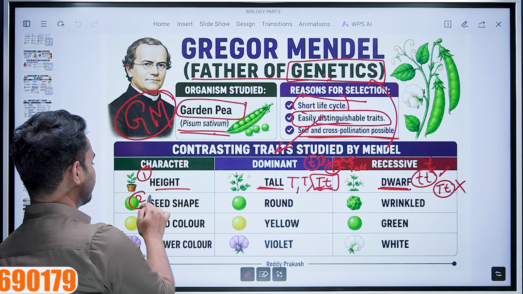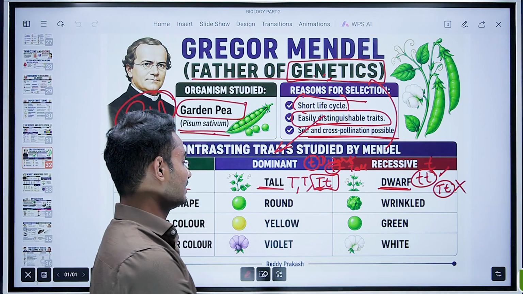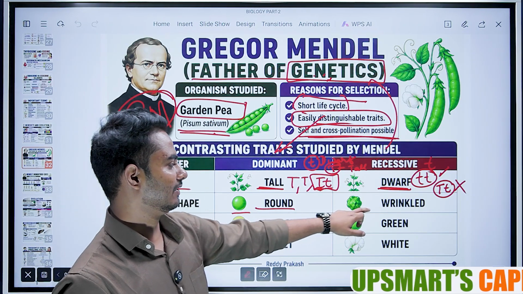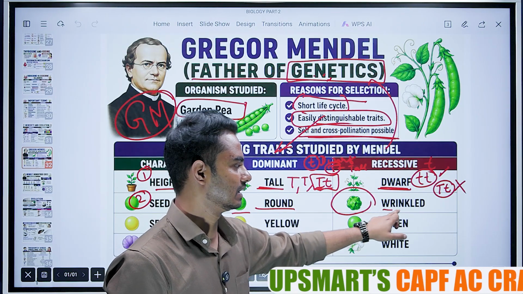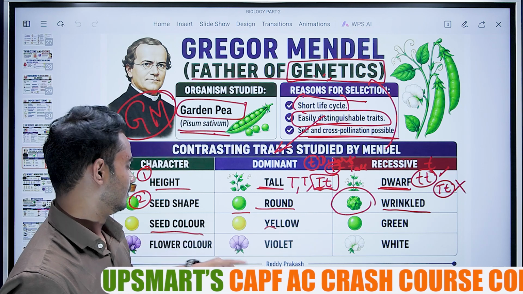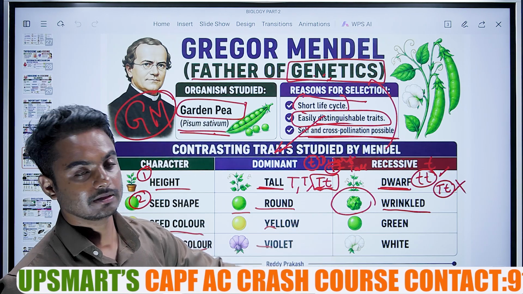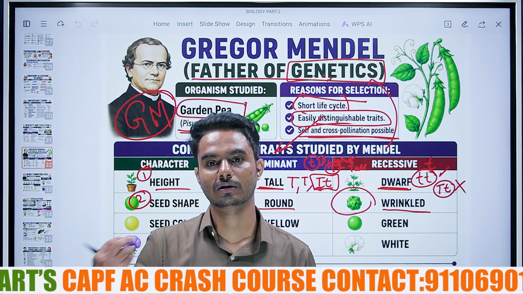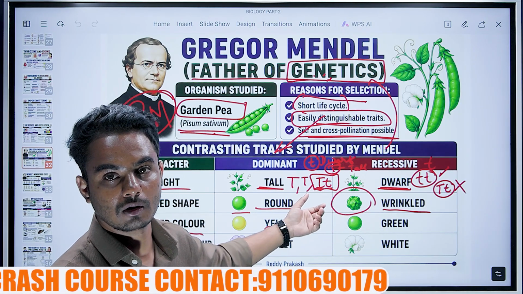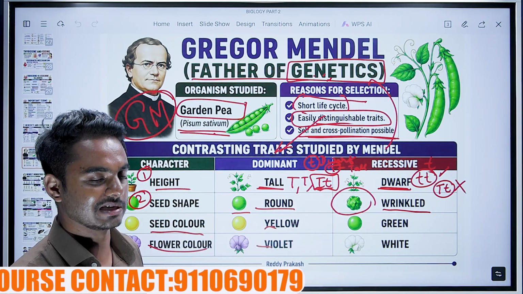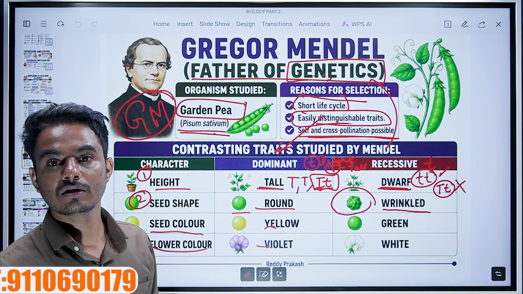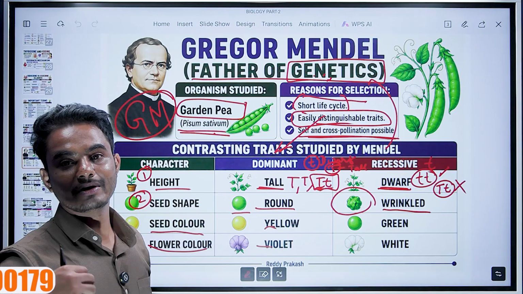The second one is seed shape. You pick different ones, like the round seeded ones and the wrinkled ones. Observe these, these are wrinkled. Then the seed color also, yellow and green. And the flower color also, violet and white. They might ask what the different colors are, so this is also important. You should also understand the law of dominance, which I will discuss again. I'm just giving you a brief introduction so that it doesn't feel like a new concept when I discuss it.